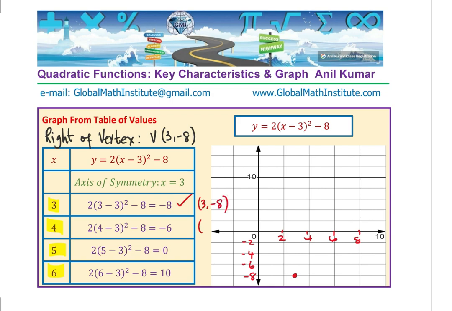The next value at 4 is minus 6. And then at 5 we have 0. Then at 6 we calculated 10. So this is one side of the parabola. Since you know that the axis of symmetry is right there, right? And therefore, all other points will be mirror images. So you can have a mirror image of these points, right? You see that?